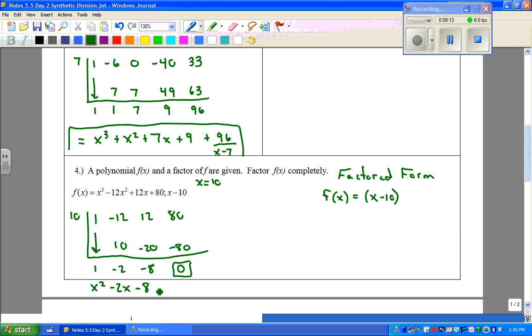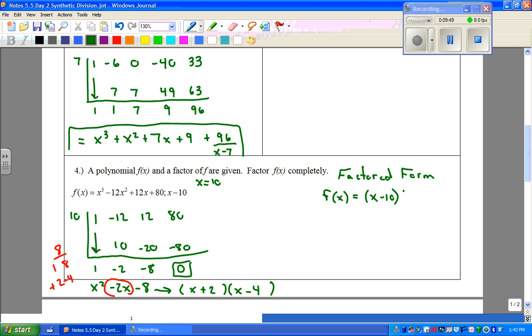Now we can factor this even more. This can get factored into x and x, and your factors of 8 are 1 and 8, and 2 and 4. If you do a positive 2 and a minus 4, you end up with the term in the middle. So we did synthetic division with x minus 10, and then we factored it the old school way, the guess and check method. I'm going to put a plus 2 right here, and a minus 4 right here.